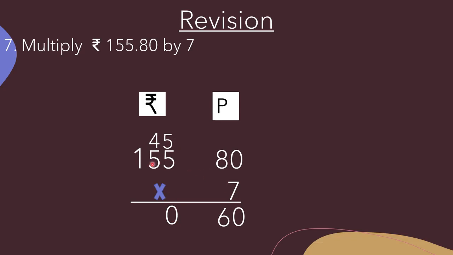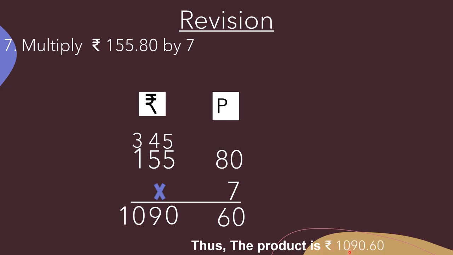Now 7 5s are 35. 35 plus 4, 39. So here we will write 9 and 3 will be carry over. Now 7 ones are 7. 7 plus 3, 10. So here we will write 10. So what is the answer? That is 1090 rupees 60 paise. Or in another word, we can write it: the product is rupees 1090.60. Beta, the answer of multiplication is called the product.